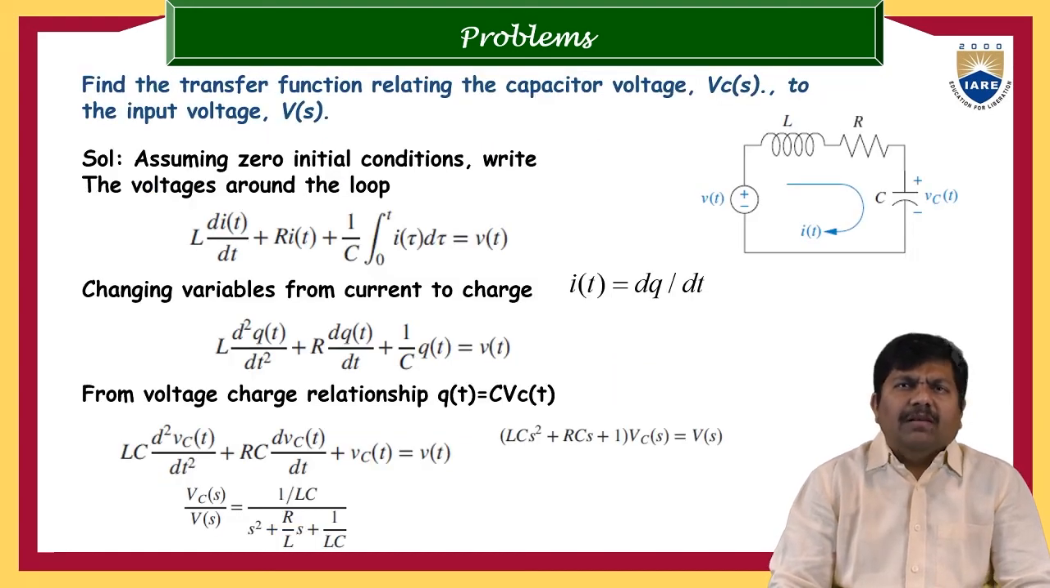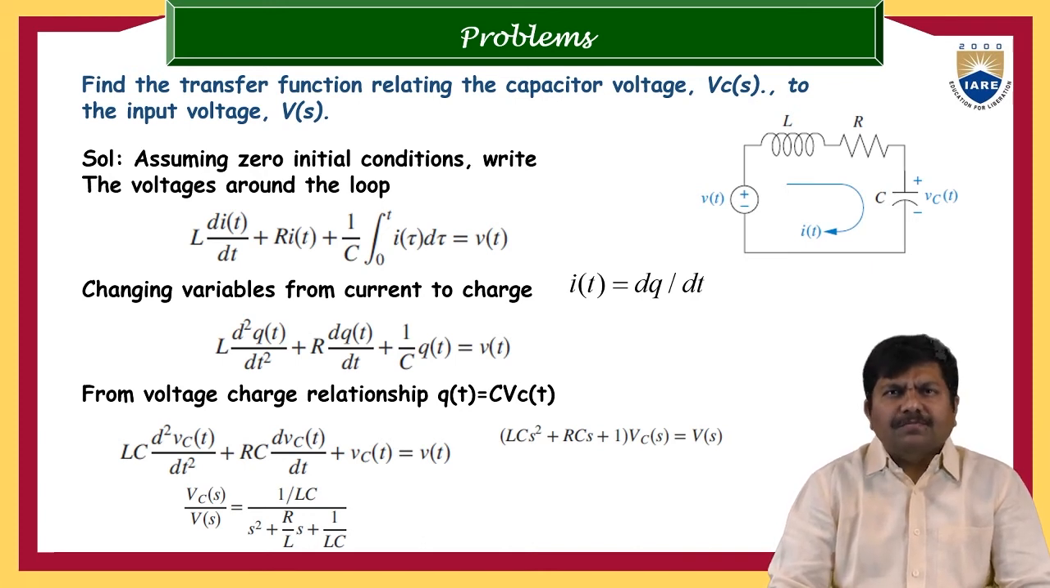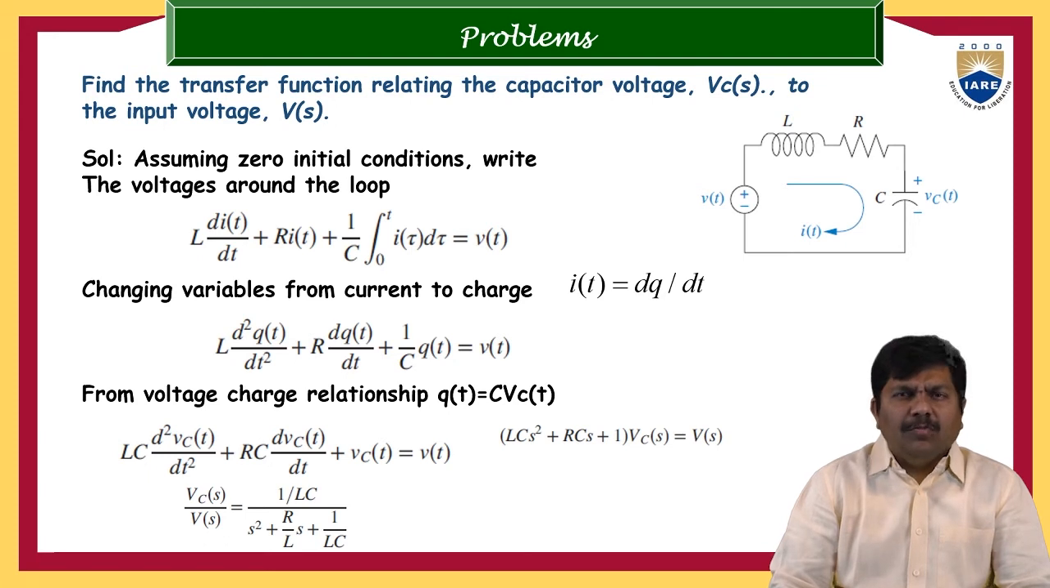So let us examine, if an electrical system is given to us directly, how can you determine the transfer function of the electrical system? Find the transfer function relating the capacitor voltage Vc(s) to the input voltage V(s). Here in the data itself, it was clearly given that the output parameter is the voltage drop across the capacitor. You have to take it as the output, and the input is the supply voltage.